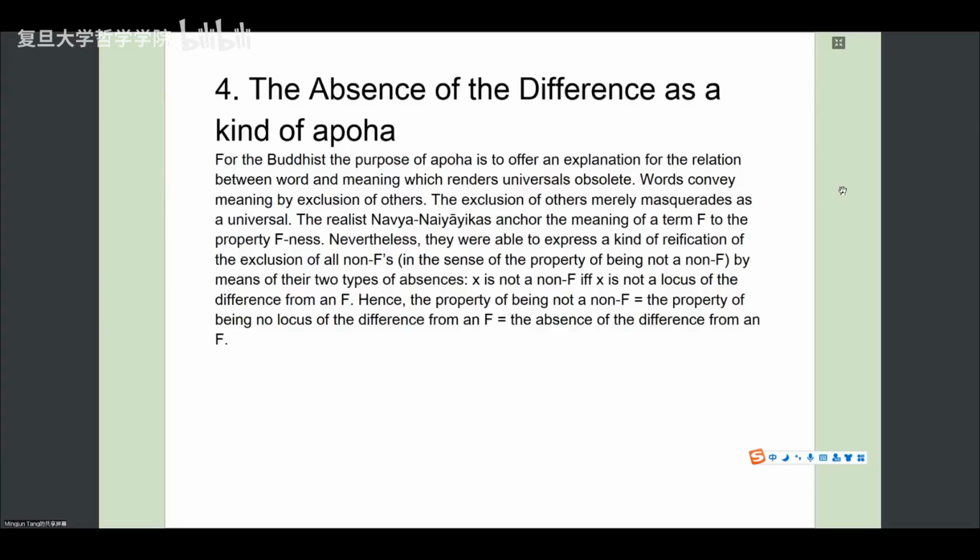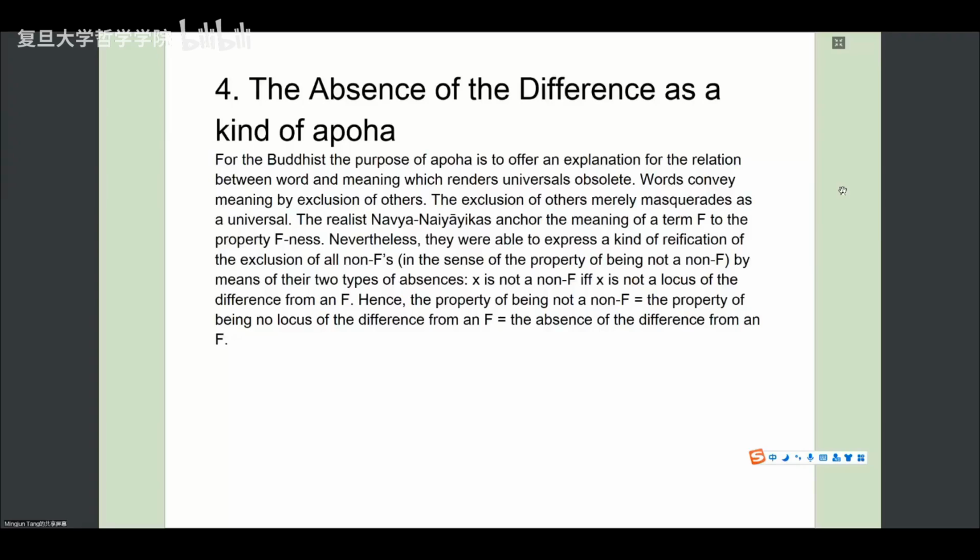The realist Navya-Naiyayikas anchor the meaning of a term F to the property F-ness. Nevertheless, they were able to express a kind of reification of the exclusion of all non-Fs, in the sense of the property of being not a non-F, by means of their 2 types of absences. So let's assume that this property, the property of being not a non-F, is a kind of reification of apoha, of the exclusion of all non-Fs.